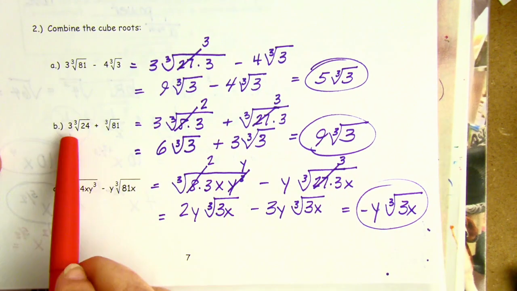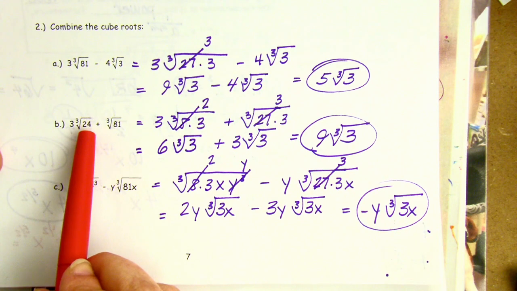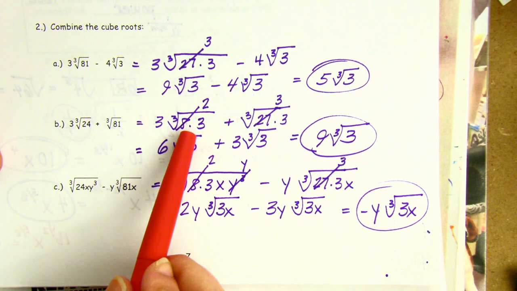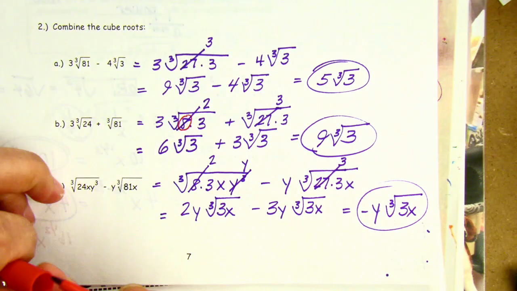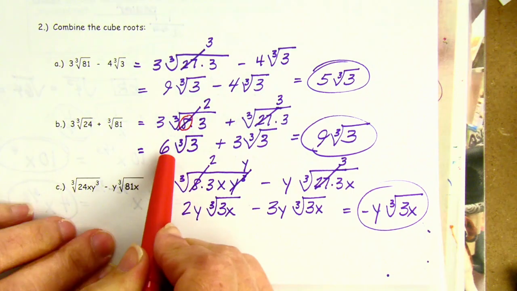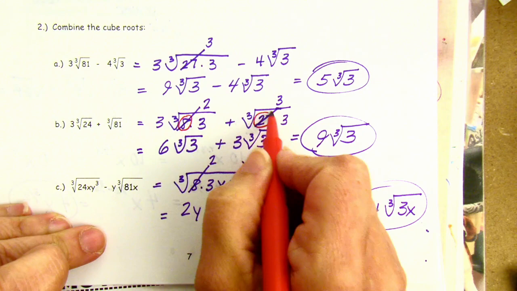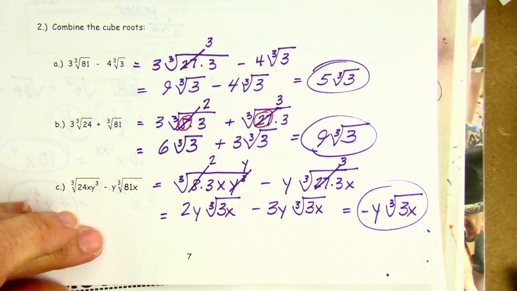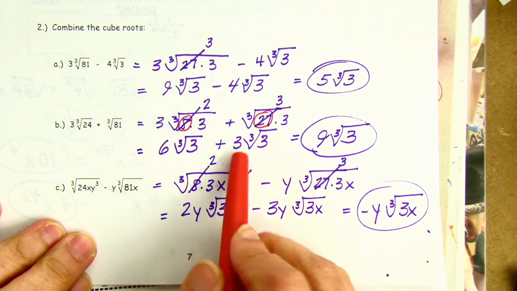Okay, same thing here. You have to ask yourself, is 24 a cube? And you say, no, it's not, but 8 is. So we could rewrite 24 as 8 times 3. Take the 8 out as a 2. 3 times 2 is 6. We got 6 cube roots of 3. Plus, notice 27 is a perfect cube. It comes out as a 3. So plus 3 cube roots of 3. 6 of them plus 3 more is 9 of those.